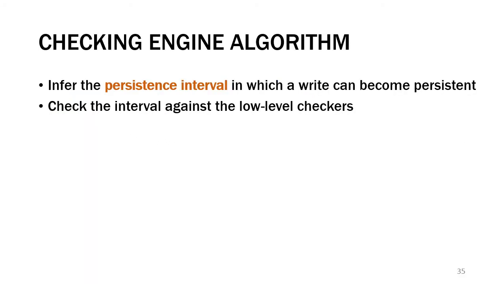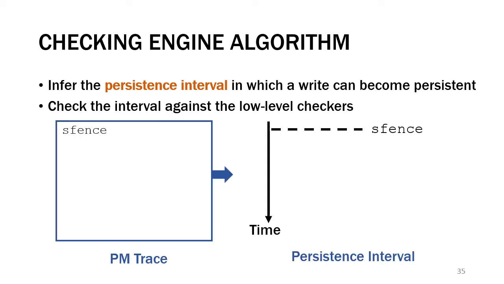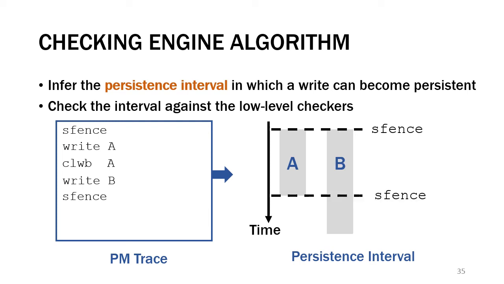The checking engine algorithm, as I introduced earlier, infers a persistent interval in which a write can become persistent. And in this example, write A starts an interval for A, and then CLWB A is issued. Because there's no S-fence after CLWB A, the write to A is not guaranteed to be persistent. And then write B comes, and finally another S-fence is issued that guarantees A to be written back.